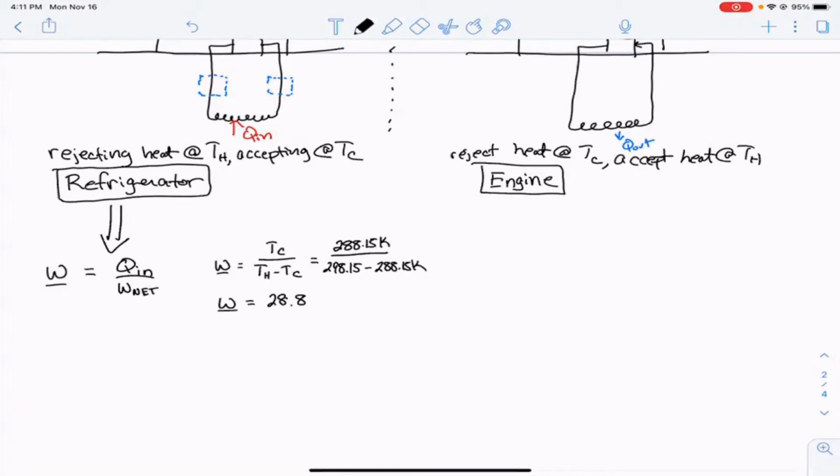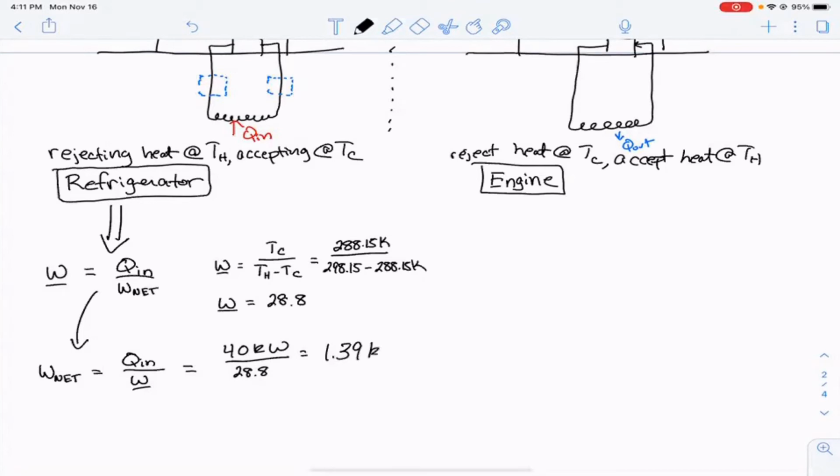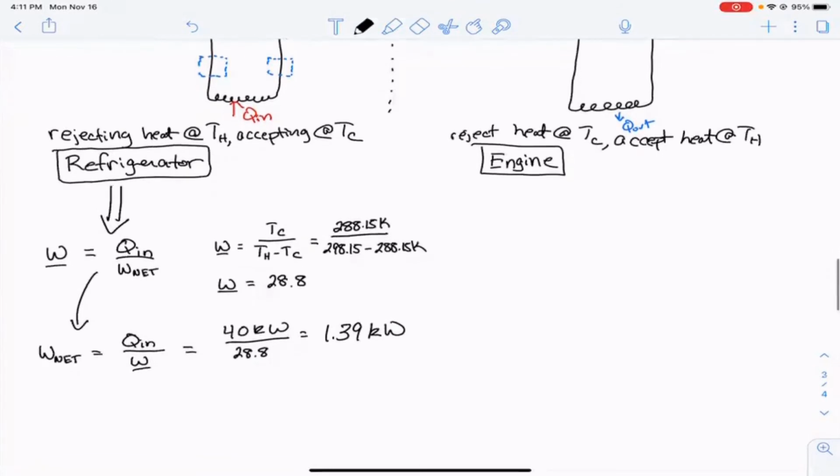And so now to solve this problem, we're asked to find the amount of work. And so from our equation above here, we know that the amount of work that we're going to have to provide to the system is just equal to the cooling load divided by the coefficient of performance. And we're told that the cooling load is 40 kilowatts. And we just calculated the coefficient of performance was 28.8. And so that equals 1.39 kilowatts.